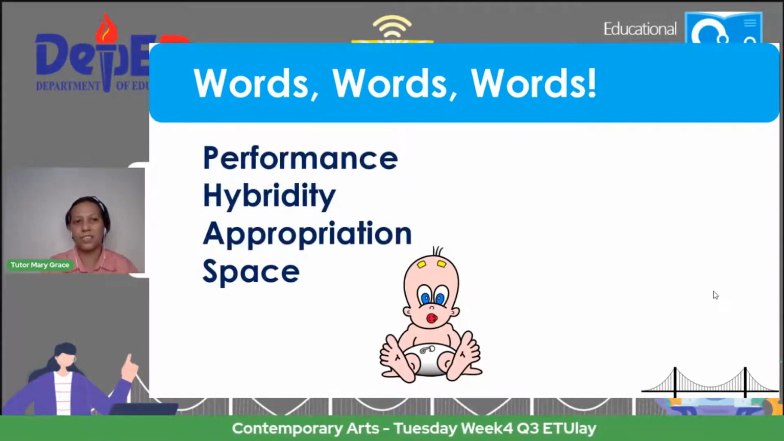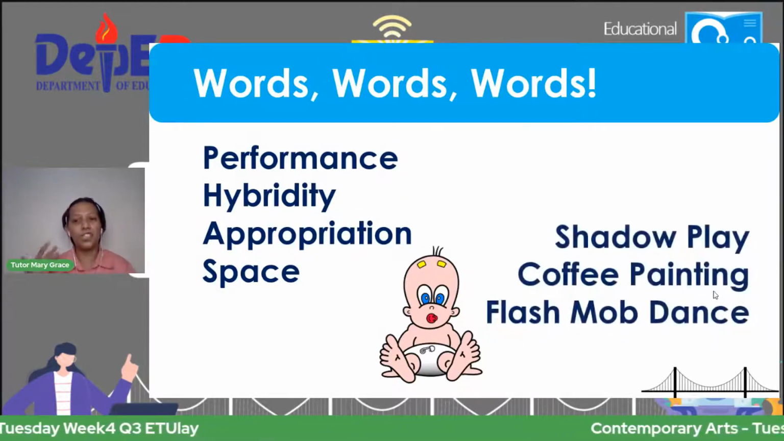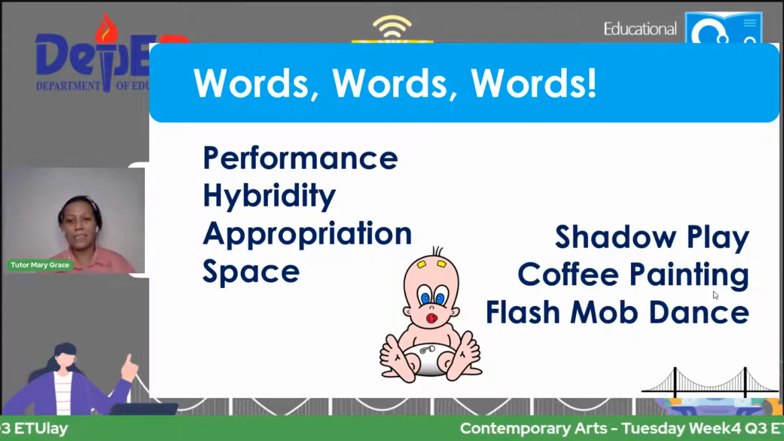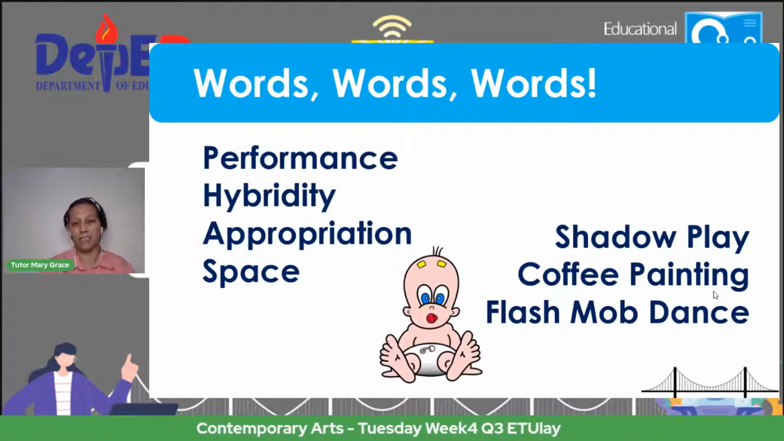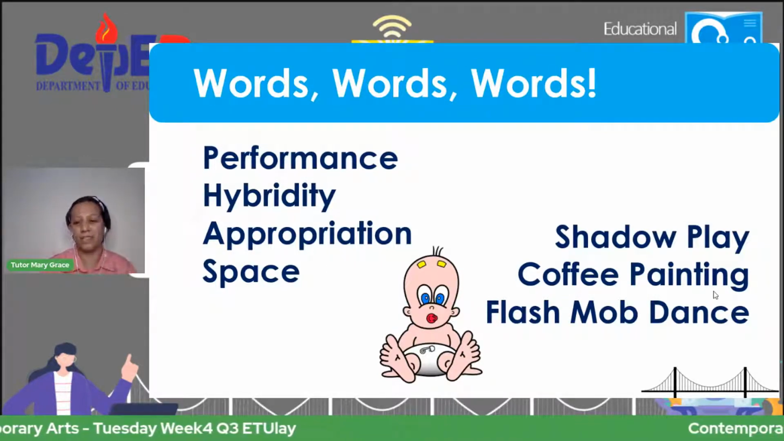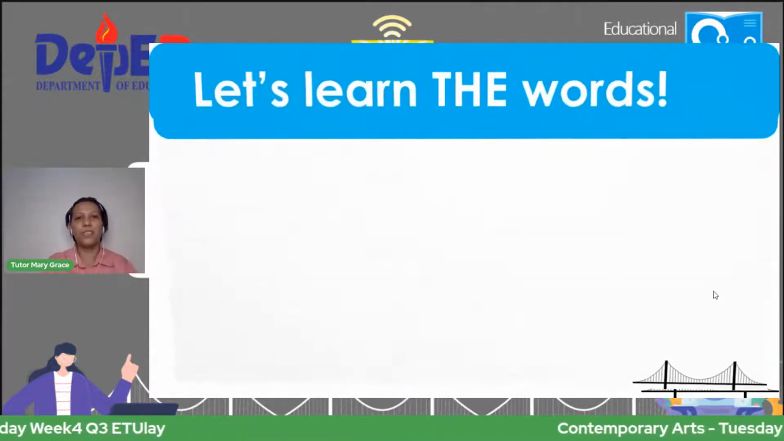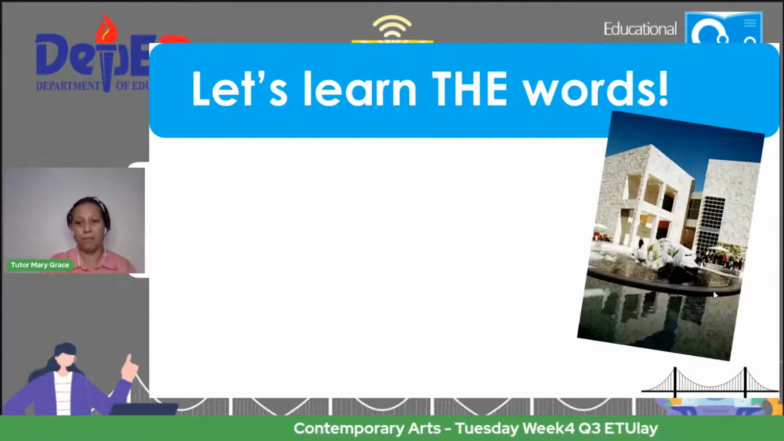So we have the words such as performance, hybridity, appropriation, space. Then we have shadow play, coffee painting, flash mob dance. Ano yung significance ng mga salitang ito? Yan lang naman yung core ng ating pag-aaralan ngayong araw na to. Okay? So we are going to learn these words based on different examples.